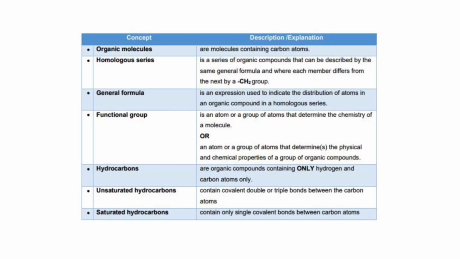Let's take a look at these four concepts, these four definitions, before we can talk about anything else. So, the first definition I want us to take a look at is organic molecules. Organic molecules are molecules containing carbon atoms. That is what organic chemistry is all about. It's all about organic molecules, or molecules that contain carbon atoms, right? So any molecule that has a carbon, we deem an organic molecule.